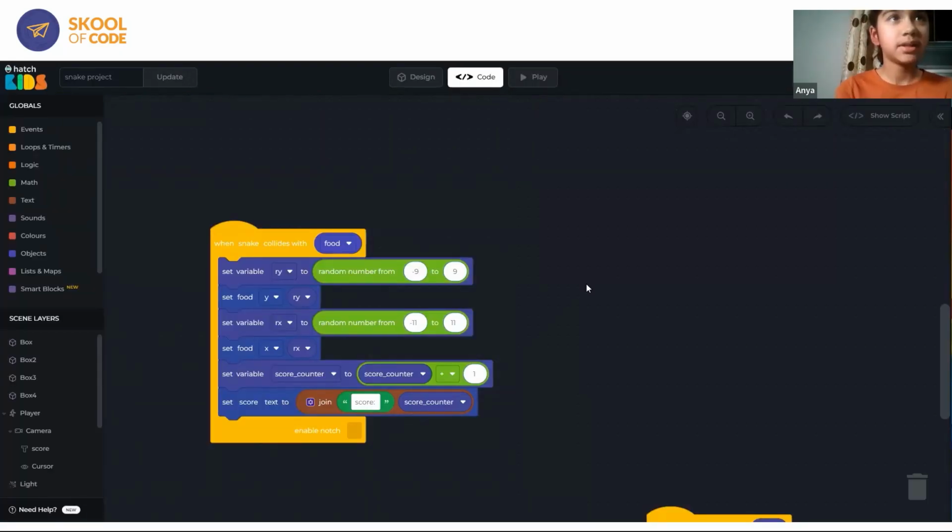I'm going to talk about this piece of code. It basically means that when the snake collides with the food, you're making the food go to a different place within the borders. And then the next part of this code, which is these two blocks, is controlling the score. So whenever you touch the food, the score goes up by 1.